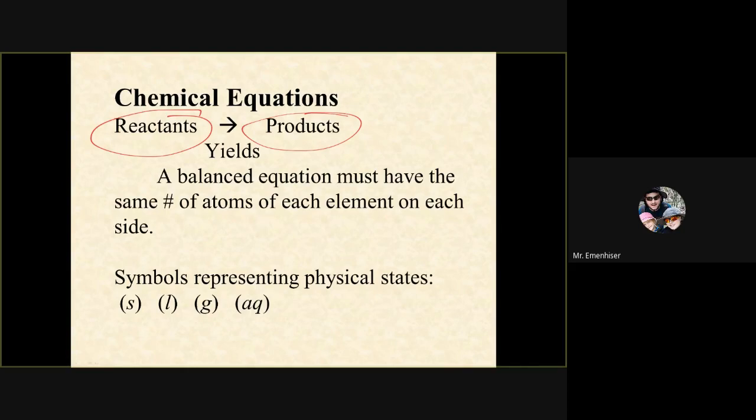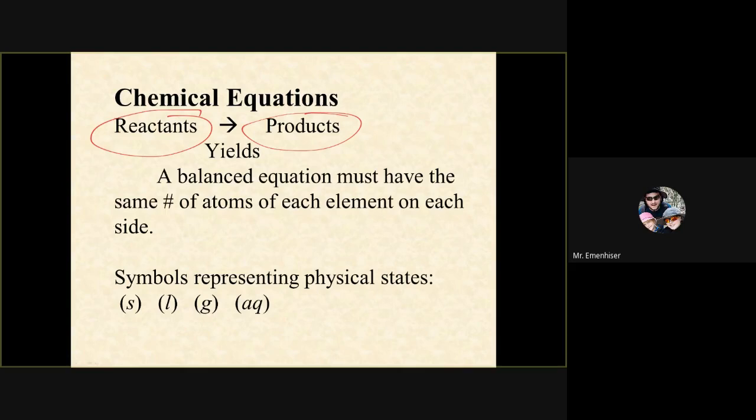I usually do this with my regular kids, my on-level kids. I tell them, write me an equation for building a bicycle. You're going to need a seat. You're going to need a frame. You're going to need wheels. You're going to need a handlebar. And so you draw those things separately. And then on the product side, you show a bike assembled, right?